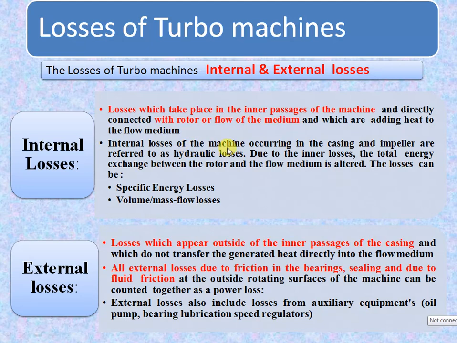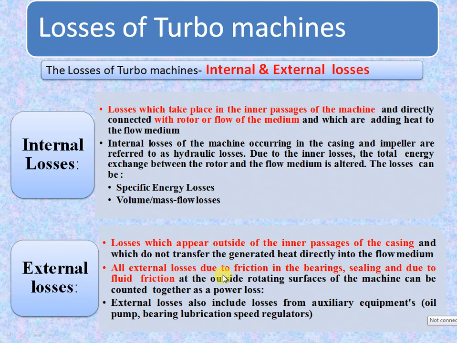The internal losses of the machine occurring in the casing and impeller are referred to as hydraulic losses. Due to inner losses, the total energy exchange between the rotor and the flow medium changes or decreases. The specific energy loss and volume mass flow loss are considered as internal losses. External losses are losses which appear outside of the inner passage of the casing and which do not transfer the generated heat directly into the flow medium.